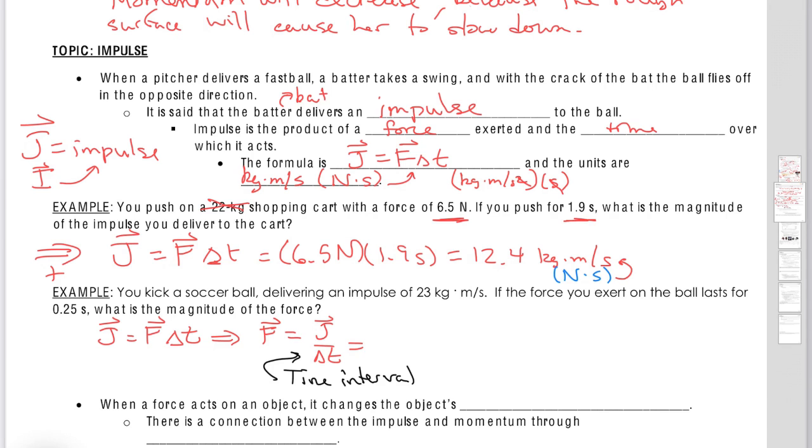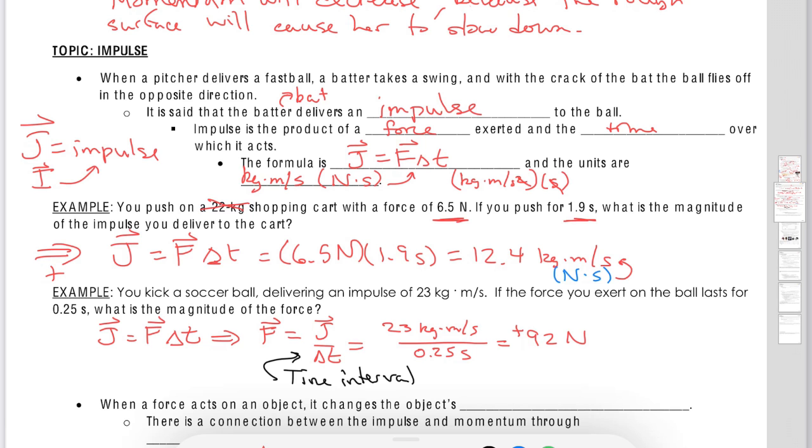We'll see that pop up when we talk more about some real world examples. I'm just going to take 23 kilograms times meters per second and divide it by the 0.25 seconds. I put a 4, I apologize for that. It should be a 5. So it's 23 divided by 0.25, and you find that we applied a positive 92 newtons to kick the soccer ball.